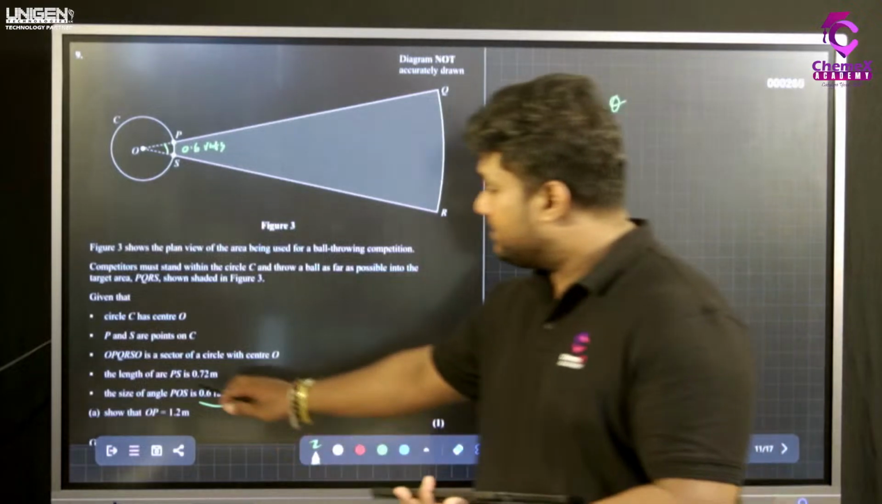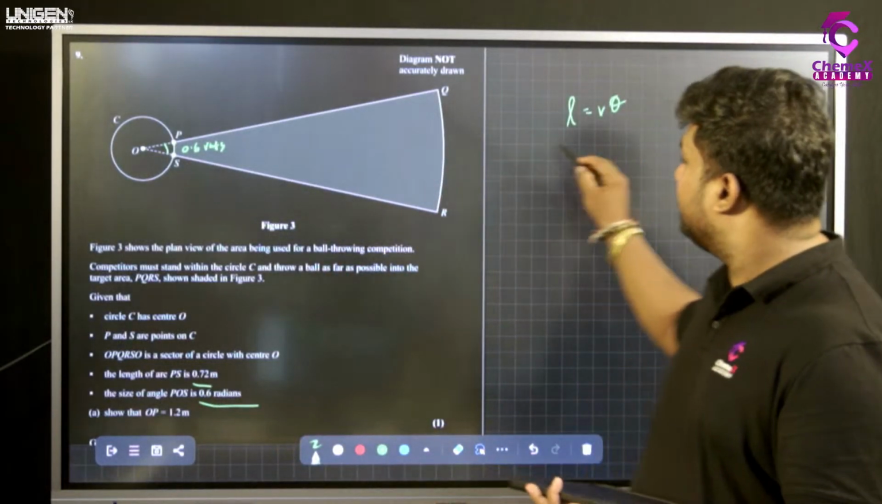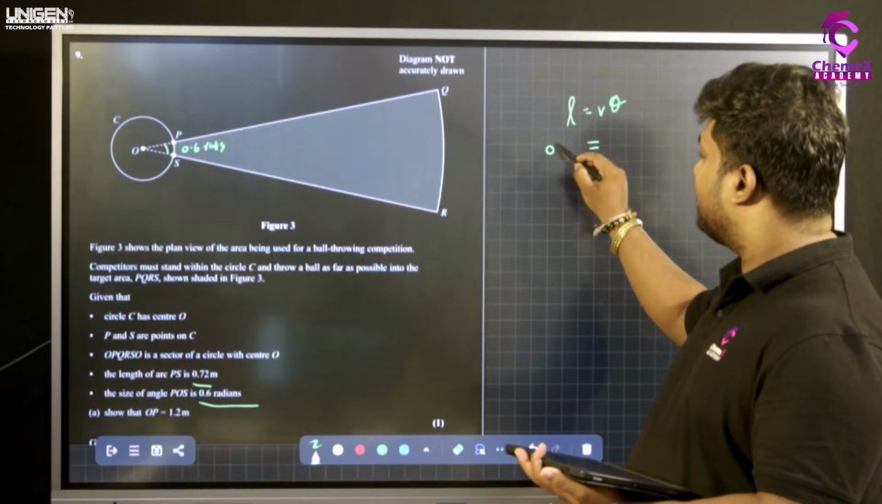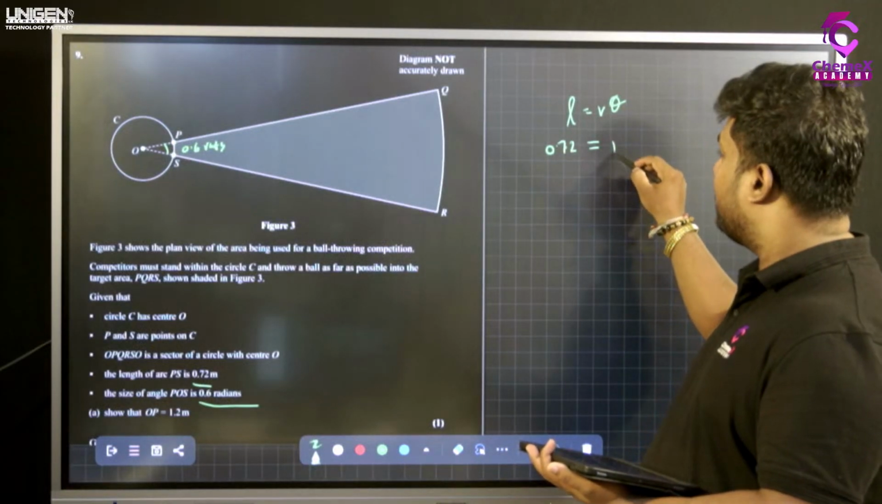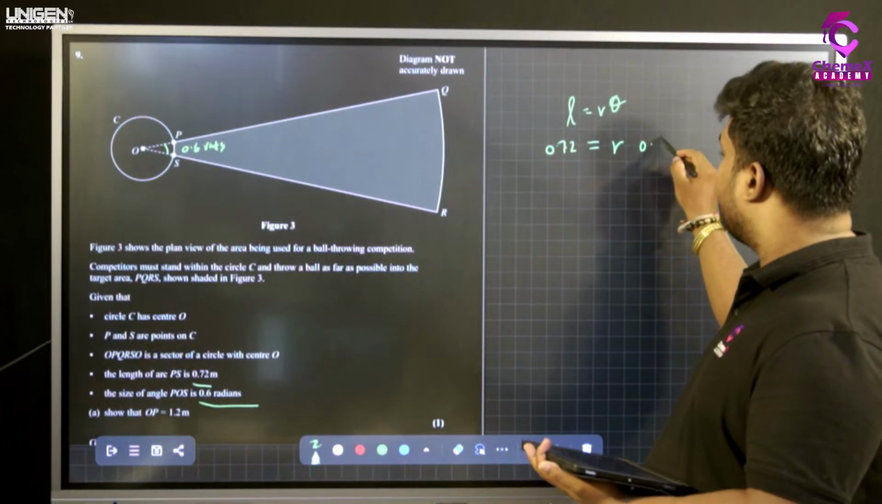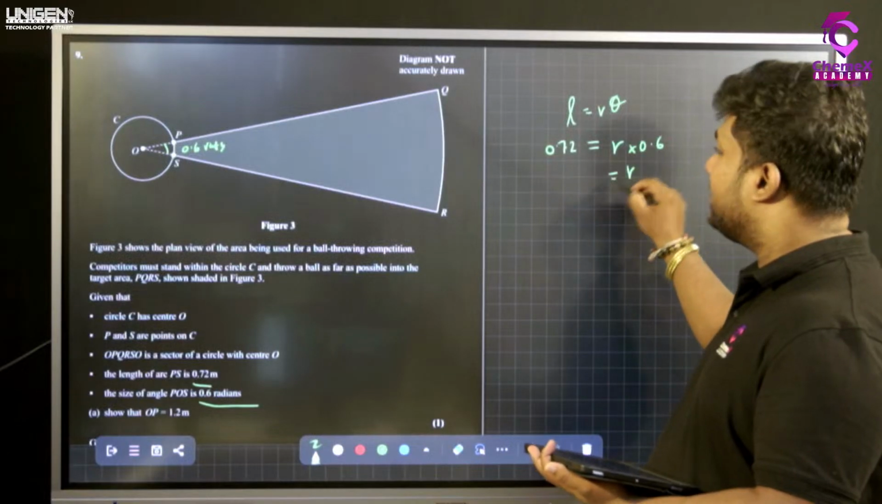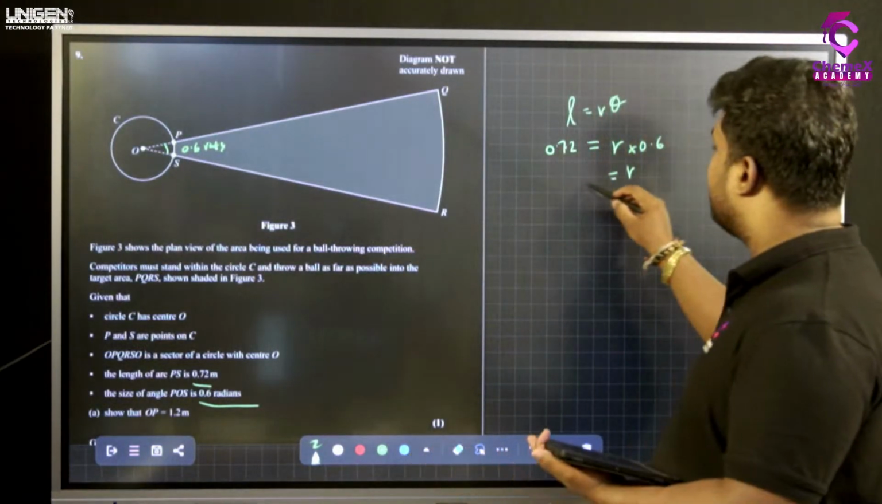Yeah. What is PS? PS is L. So PS is 0.72. The radius is unknown. Theta is 0.6. So can you get the radius? That means OP and PS are the same.